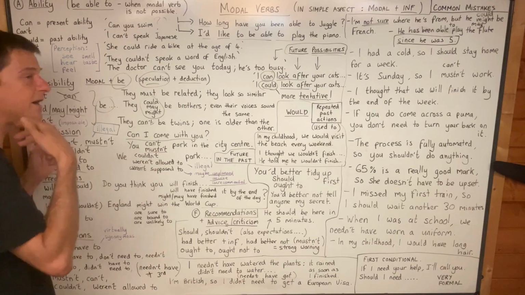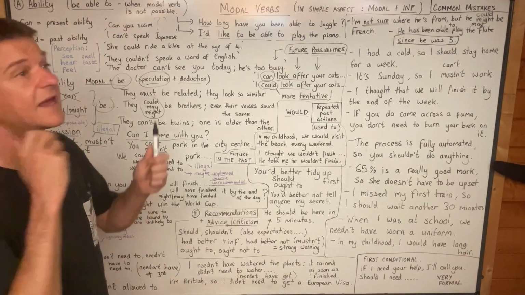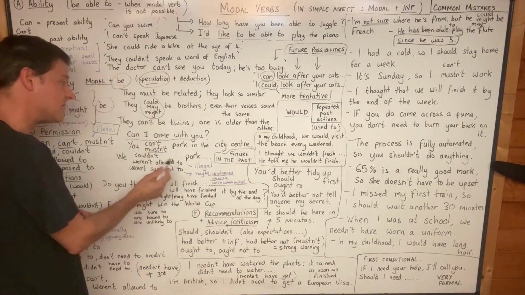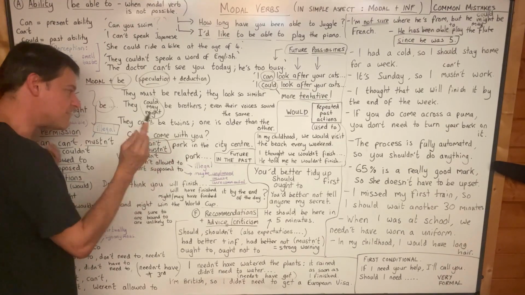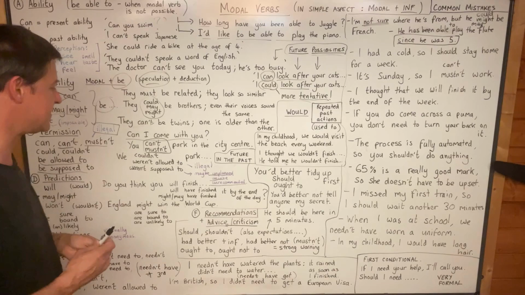We use this can I to ask for permission all the time. Can I come inside? Can I come with you? Here's the opposite. You can't, you mustn't park in the city centre.